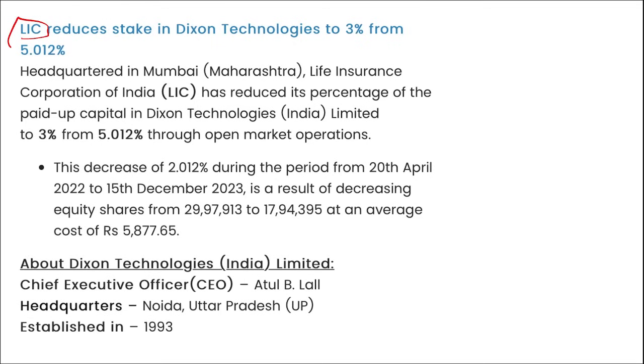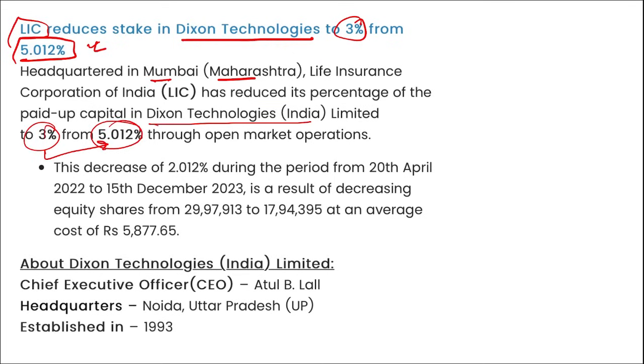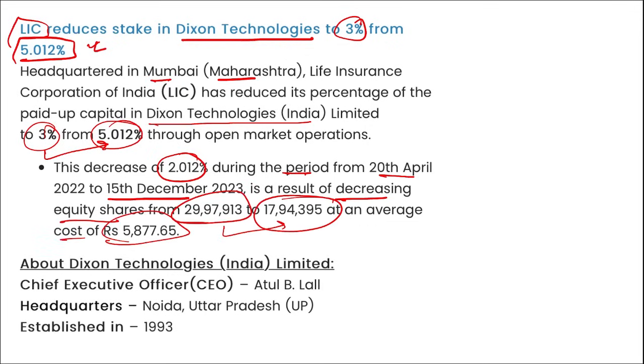Next is LIC. They have reduced their stake in Dixon Technologies to just 3%, that was earlier 5.012%. I repeat, LIC, headquartered in Mumbai, Maharashtra, has reduced its stake in Dixon Technologies to just 3% from 5.012%. This decrease of 2.012% during the period from 20th of April to 15th of December is a result of decreasing equity shares from 29 lakh to almost 17 lakh at an average cost of 5,877 rupees. If we talk about Dixon Technologies, CEO Atul B. Lalji, headquartered in Noida, UP, established in 1993.